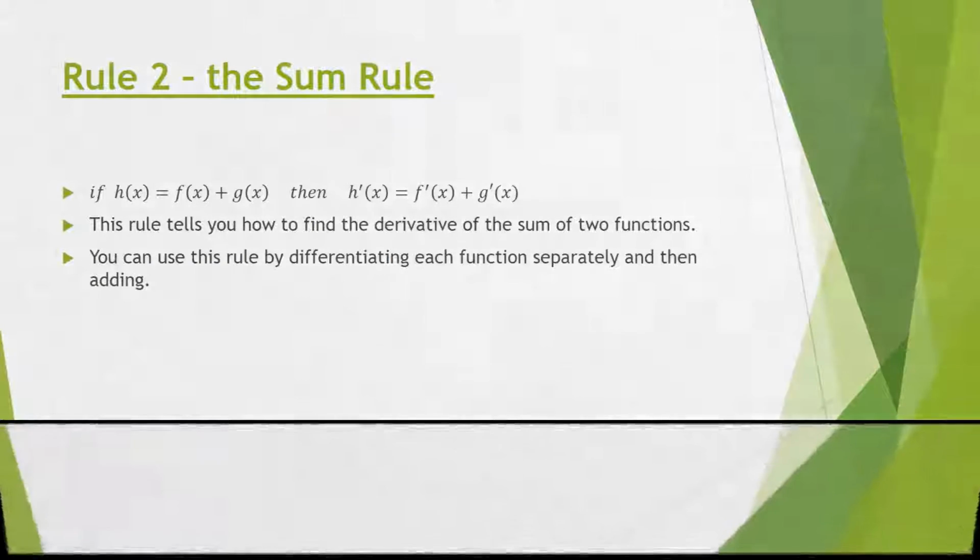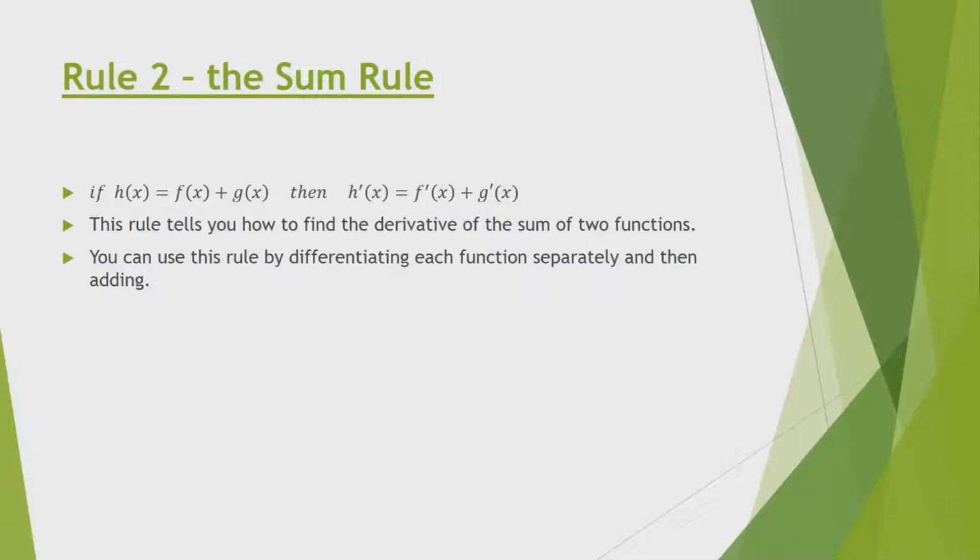Rule 2, the sum rule. If h of x equals f of x plus g of x, then h dash x equals f dash x plus g dash x. This rule tells you how to find the derivative of the sum of two functions, and you can use this rule by differentiating each function separately and then adding.